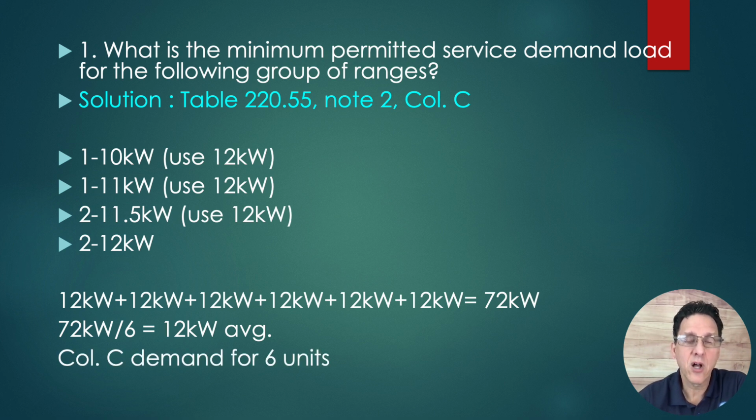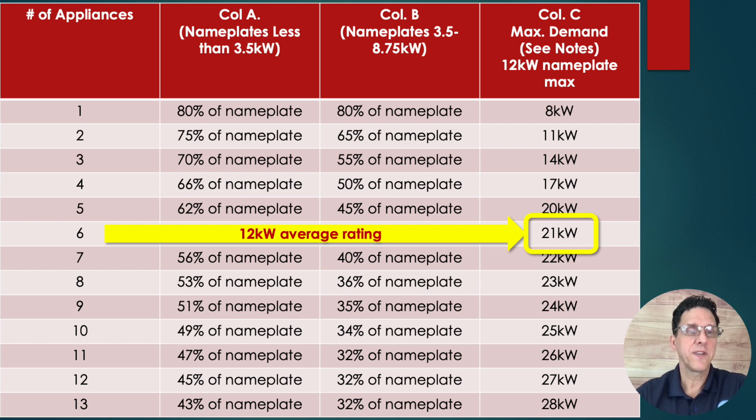All right, so it's the column C demand for 6 units. We have 6 total units in the group, so it's just whatever column C says for 6 units. That's 21 kW. All right, and there it is in the table. 6 appliances, 12 kW each, or an average of 12 kW. Just read column C, done deal. That's about as easy as it gets. All right, let's do another one where we may have to increase column C.